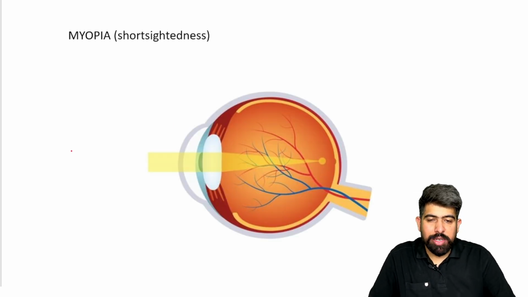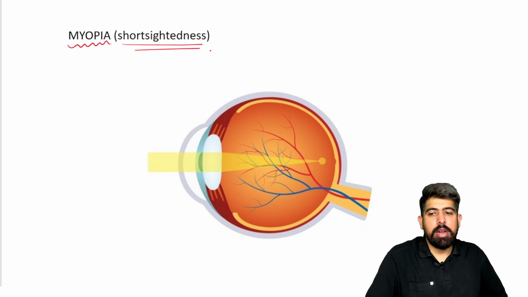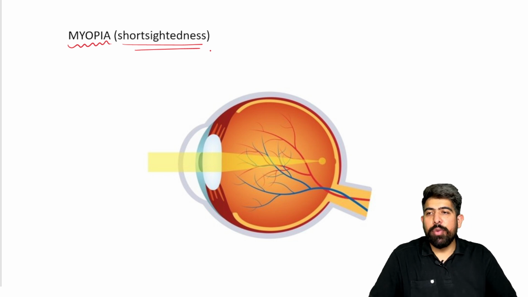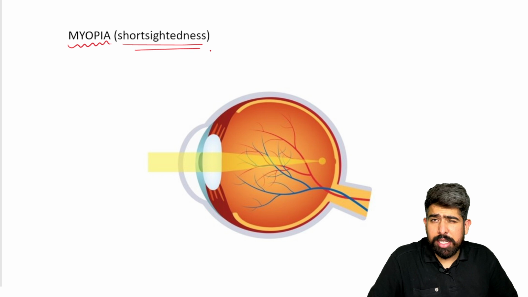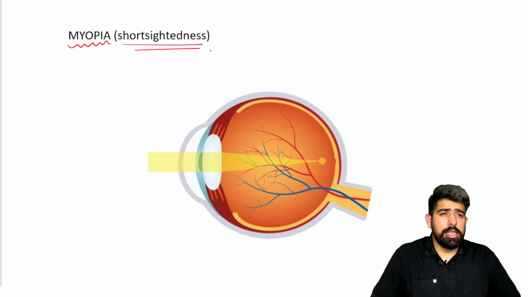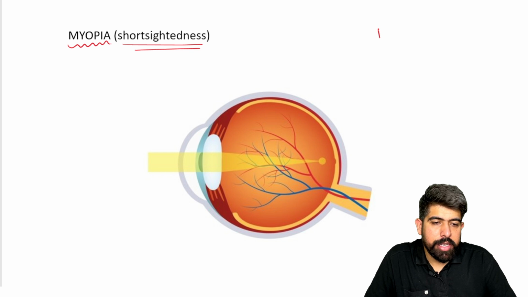Now we are moving forward to the next one, which is myopia. Myopia is also known as short sightedness. Now again, the name is a misnomer and makes it confusing. The name is short sightedness. So what are you thinking? Short sightedness means the near vision is affected? No, here the far vision will be affected.